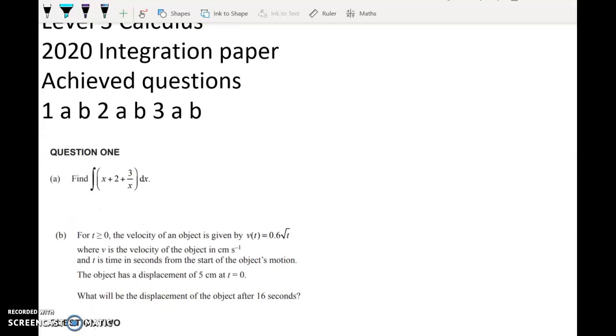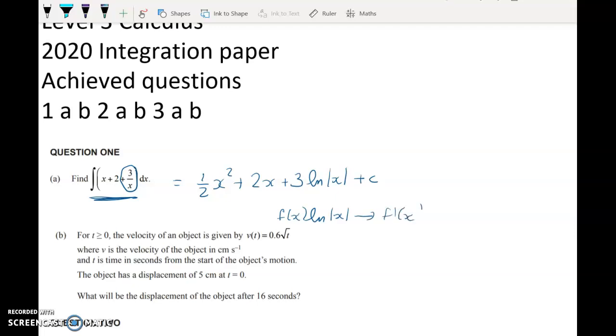All right, so the first one, we have to anti-differentiate this function here. The only thing we've got to watch out for in here is this 3 over x, which will anti-differentiate back to a log. So this will be 1/2 of x squared plus 2x plus 3 times the natural log of x plus c. Remember that the natural log of x differentiates to give me 1 over x. You've got that on your formula sheet, but that should be really familiar by now.